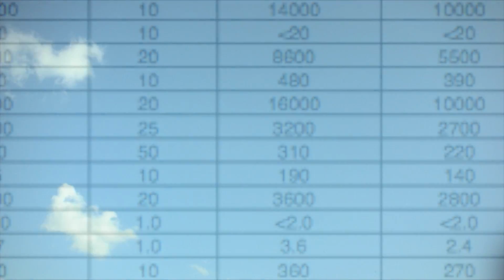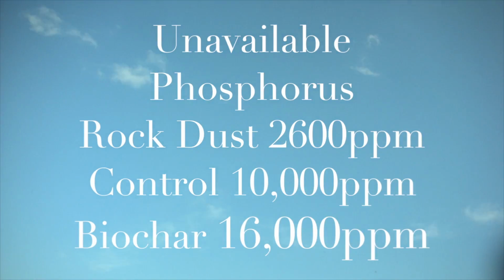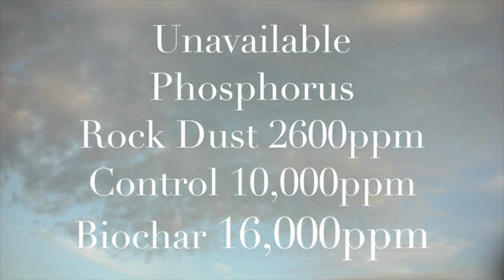The same trend was observed with the rock dust measuring just 2,600 parts per million, the control 10,000 parts per million, and the biochar 16,000 parts per million. Using the control as a baseline for the concentrations of phosphorus, something in the rock dust bed is allowing the phosphorus to actually leave the soil at quite a bit of an accelerated rate.